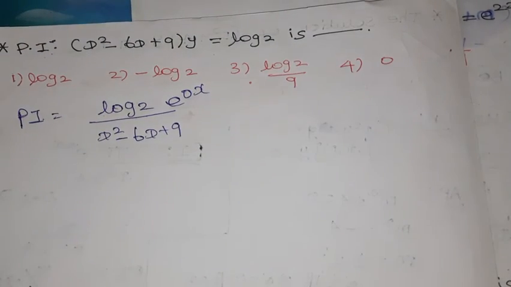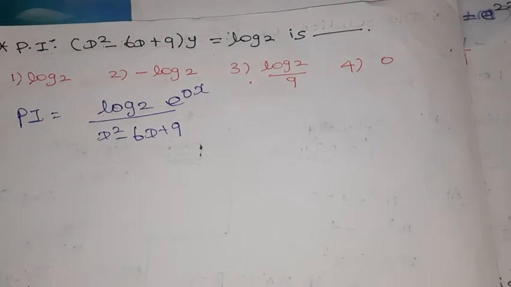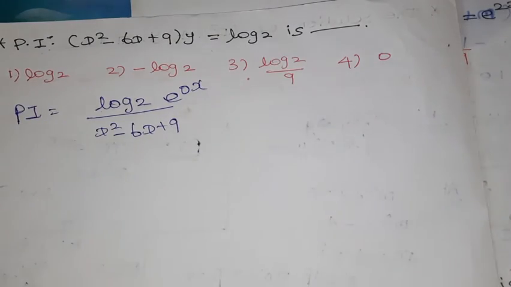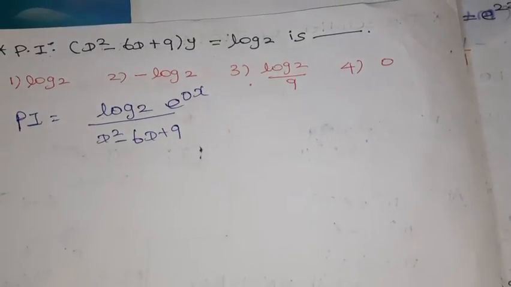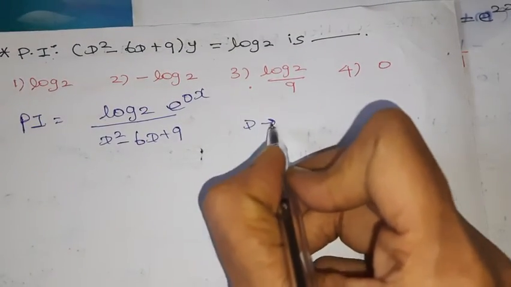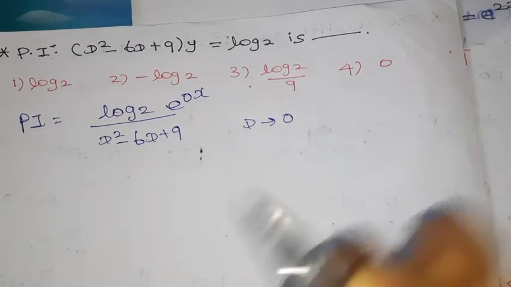We have already done one such problem. e power 0x will not affect this equation, because anything to the power 0 is 1, and multiplying by 1 will not affect this term. What is the next step? Replace D by 0.